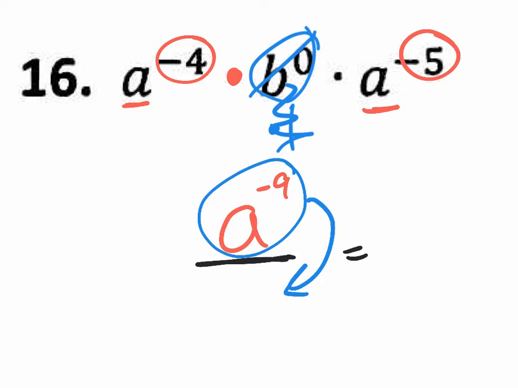So what's left over up on top? Nothing. So you put a 1 up there. You don't put a 0. You put a 1 if there's nothing left over. And of course, that a to the negative 9 moves down and it becomes a to the positive 9.